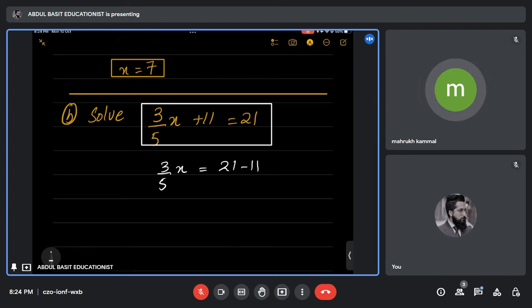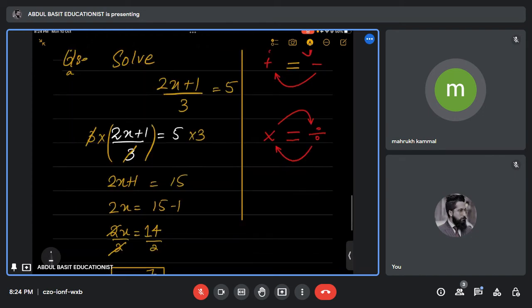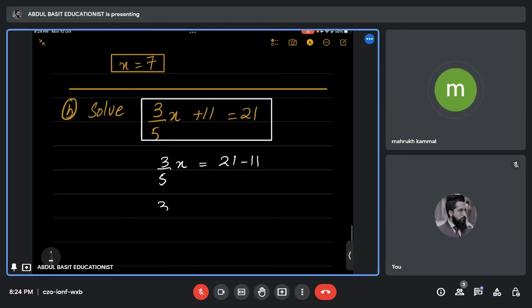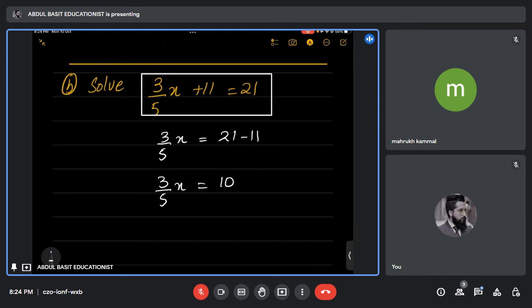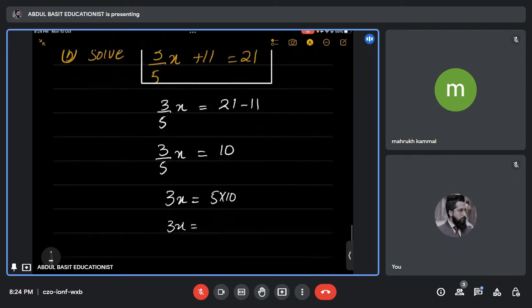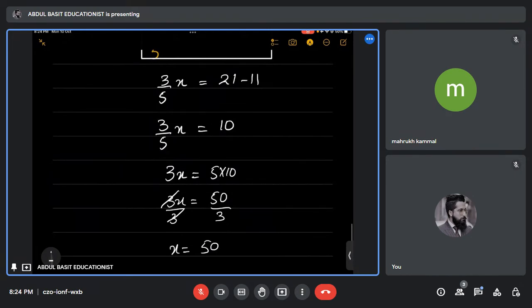Yes sir. But in this case, as you can see that plus 1 is also divided by 3, because 2x plus 1 whole divided by 3. Get it? So 3/5x is equals to 21 minus 11 is 10. So now you can see that 5 is in division here, so it will go there as multiplication. Agree or not? Yes sir. So 5 times 10. So 3x is equals to 5 times 10 is 50. So divide by 3 on both sides. 3 and 3 cancel. So x is equals to 50 divided by 3.